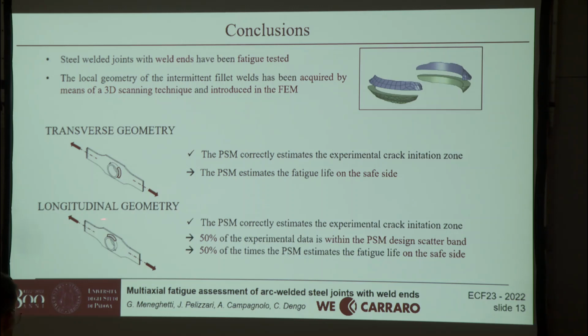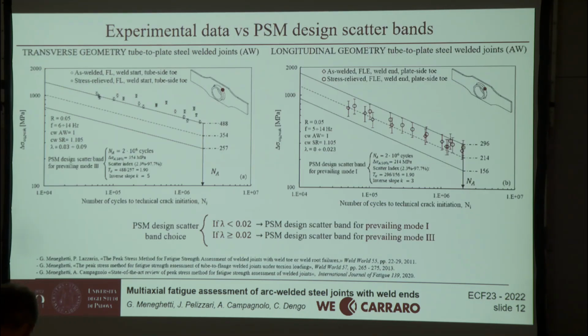Talking about longitudinal geometry, the PSM again correctly estimates the experimental crack initiation zone. 50% of the experimental data is within the PSM design scatter band, and 50% is on the safe side. Those values refer to the maximum values of the scatter that I showed you in the slide before, so the maximum value of the scatter of the experimental data.